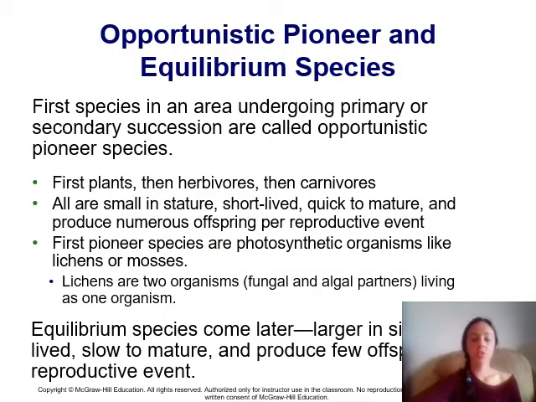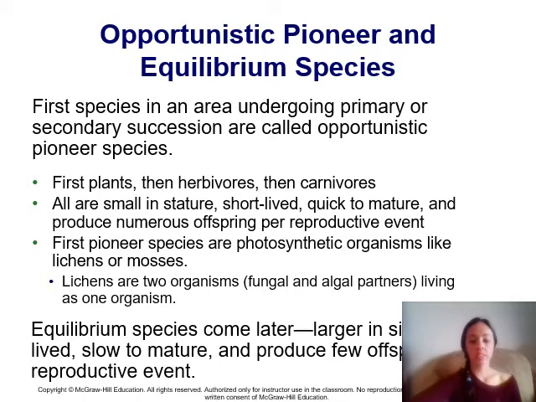The first species to arrive to any environment is called opportunistic pioneer species. Pioneer species tend to be lichens and mosses. The fungus and lichen will break down the rocks and lava into usable mineral nutrition. The lichen helps produce soil needed by other plants. Pioneer species all share similar lifestyle characteristics. They're going to be small in stature, short-lived, quick to mature, and produce numerous offspring per reproductive event.